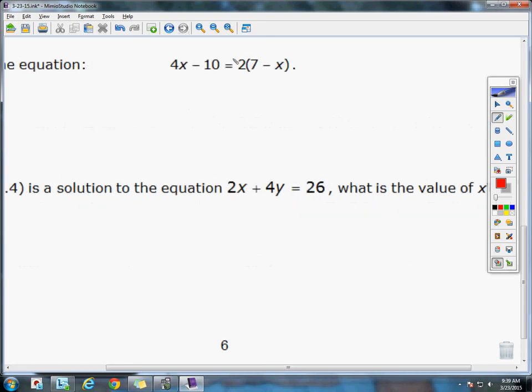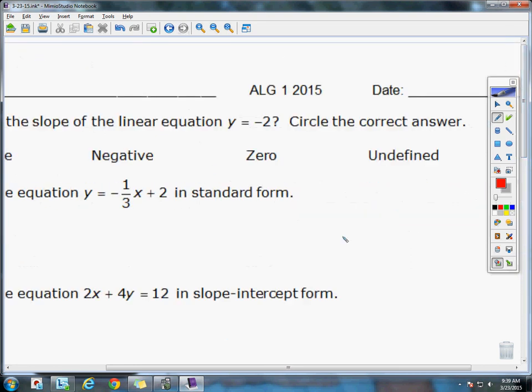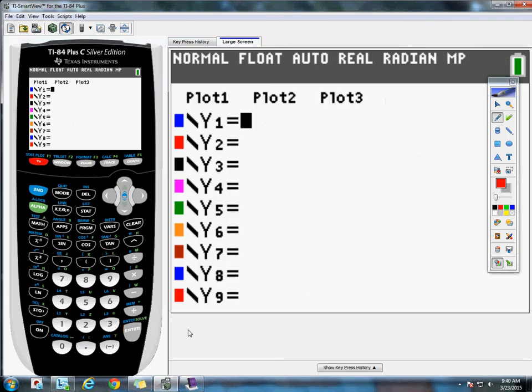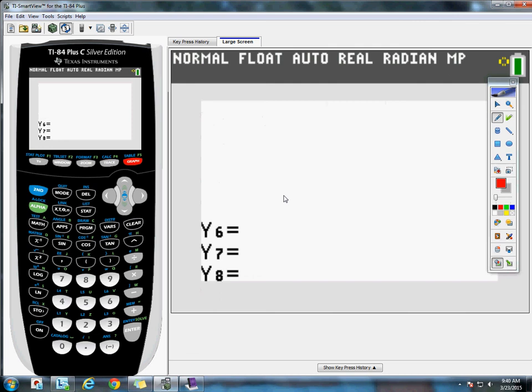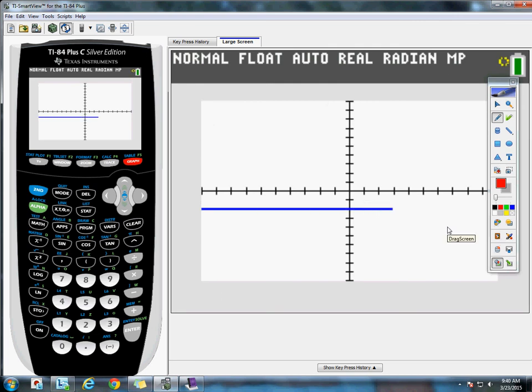Alright, last page, number 15. It says, what is the slope of the linear equation y equals negative 2? Circle the correct answer. Just because you see a negative does not mean the answer is negative. The best way to do this is go to y equals, type in negative 2, and hit graph so you can see it with your own eyes. It is a horizontal line, and there are a lot of different ways you can remember this. The slope of this line is going to be 0. I tell my kids about the heartbeat: whenever you look on the heart monitor and it goes flat, your heart rate is 0, so the slope of this line is going to be 0.